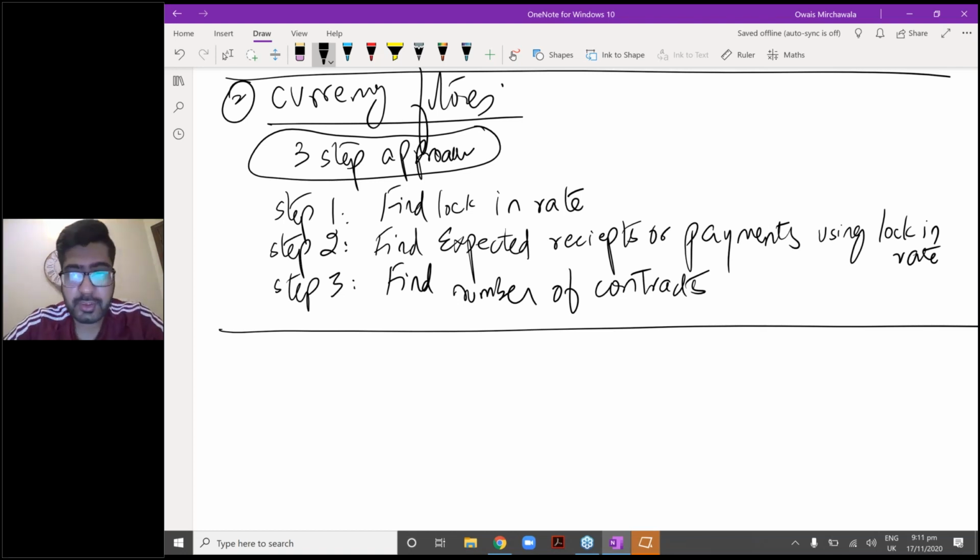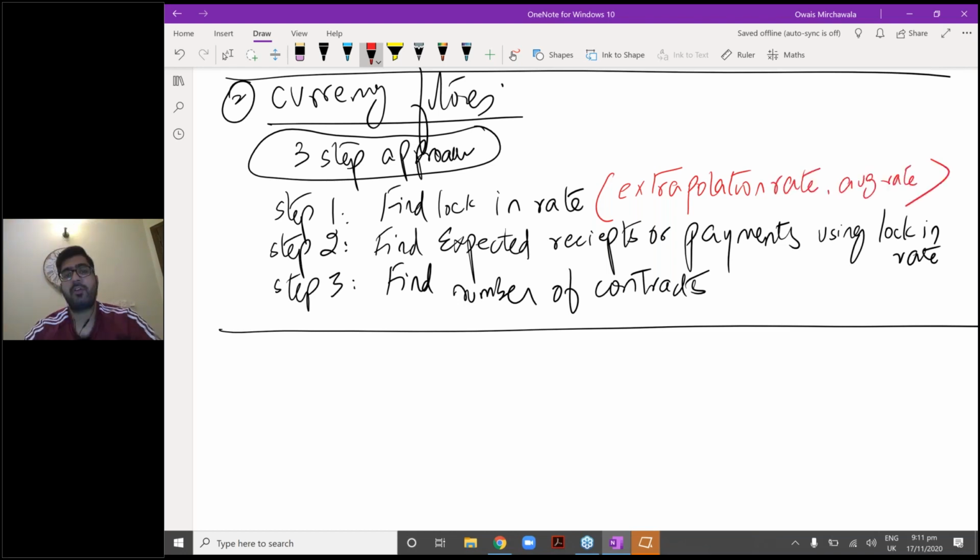The first step of futures is to find the lock-in rate. Now what is this lock-in rate? Some people call it extrapolation rate. Some people call it average rate. I call it lock-in rate. The first step is to find this lock-in rate. Now, what is this lock-in rate or average?